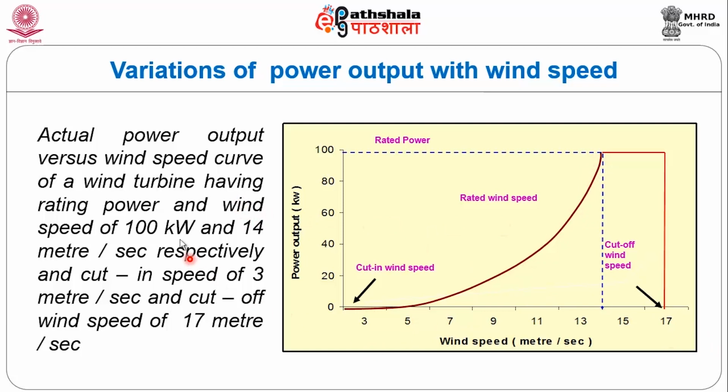The actual power output versus wind speed curve of a wind turbine has a rated power and wind speed of about 100 kilowatt and 14 meters per second respectively, a cut-in speed of 3 or 4 meters per second, and a cut-off wind speed of about 17 meters per second.